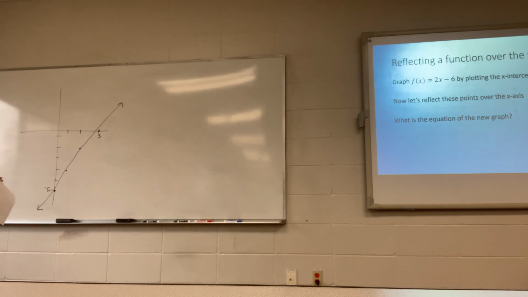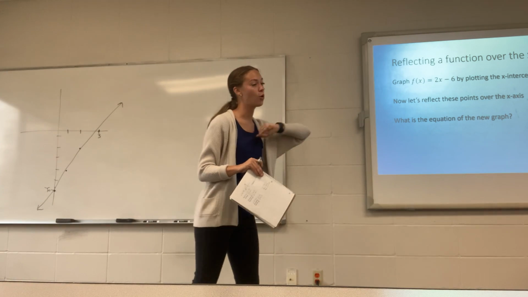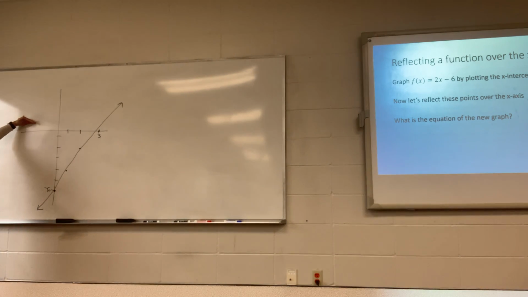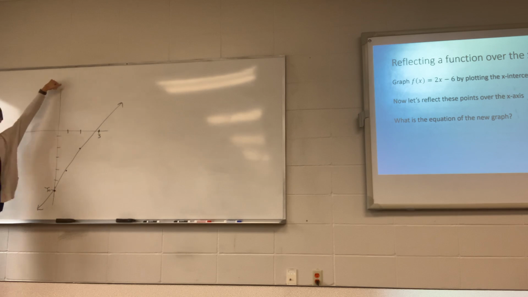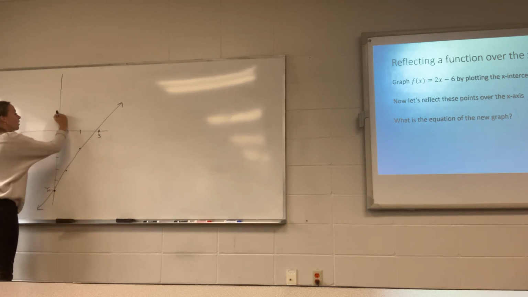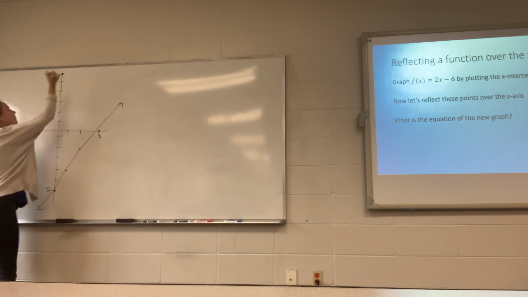Okay, so now it says, let's reflect these points over the x-axis. So this one's my x-axis, right? If I take this point right here, the 0, negative 6, if I reflect it, it's going to be up here at 0, positive 6. Does everyone see that? I would just take it, flip it over, and it's going to come up here. So I'd be up at 1, 2, 3, 4, 5, 6. So now I have a point up there.